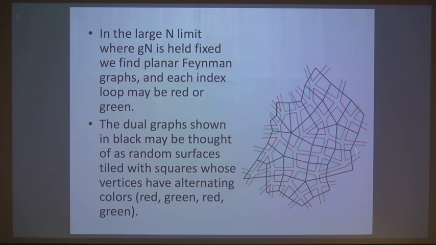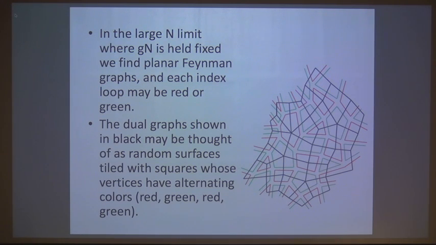So this is a patch of the planar diagram that emerges when you take the large n limit, keeping g times n fixed, as proven by 't Hooft long ago. In this case, the diagram is planar, and the diagrams of spherical topology are all of order n squared, no matter how you arrange these lattices. The interesting feature is that now you have alternating green and red loops. Each loop contributes a factor of n, and when you count them up, you get n squared. And the dual lattice is square, so it can be thought of as a patch of some kind of discretized random surface.